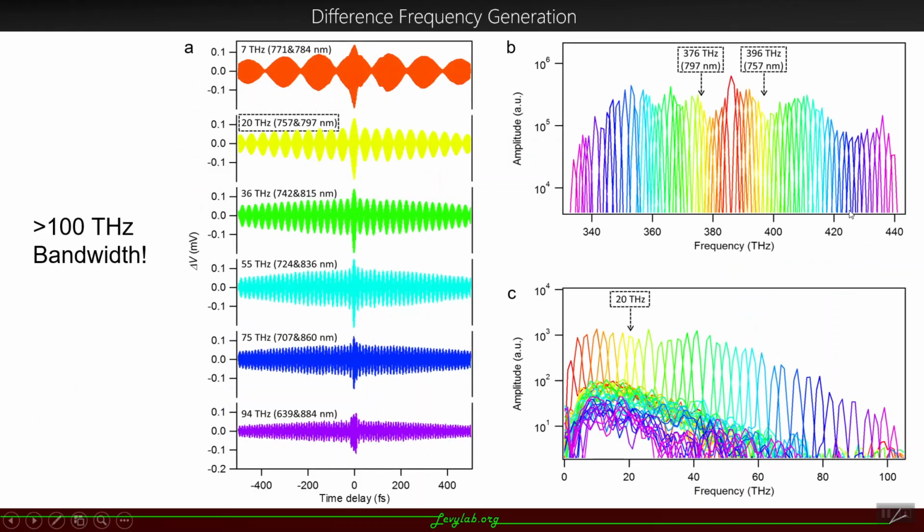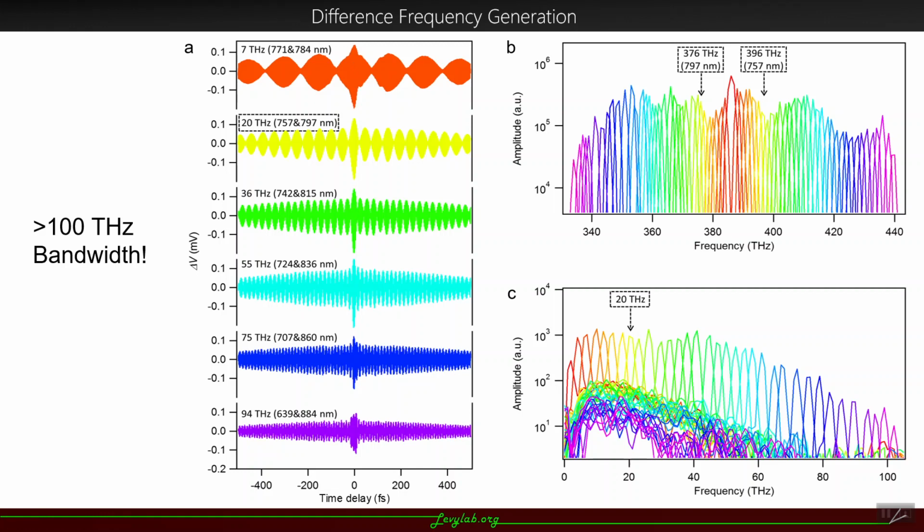So here we see on the left some example time domain signals from when we have these two input frequencies. What you see in these time domain signals is both the beat pattern from the linear response at the junction, but also an asymmetry in the y-axis, and this is due to the nonlinear response.